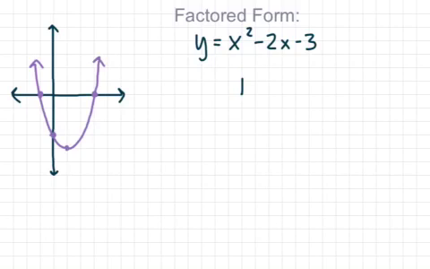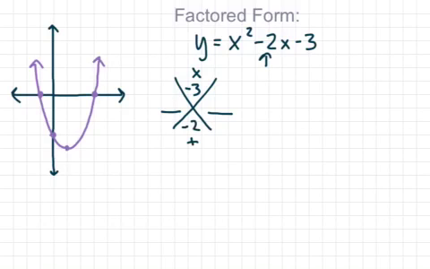So recall like our little diamond puzzles, if that was useful for you. So I have my diamond puzzle, and I know that I'm looking for two numbers that when I multiply them gives me my constant, negative 3. And when I add those two numbers, it gives me my middle term, which is negative 2. So I'm going through and I'm like, okay, what two numbers multiply to give me negative 3 and add to give me negative 2? So I think negative 3 and a positive 1, because negative 3 times 1 is negative 3, and negative 3 plus 1 is negative 2.